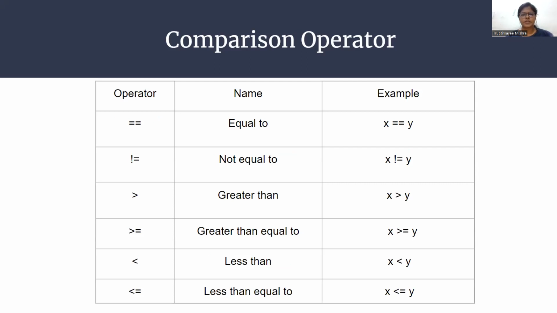And next is the comparison operator: equal to, not equal to, greater than, greater than or equal to, less than, and less than or equal to.